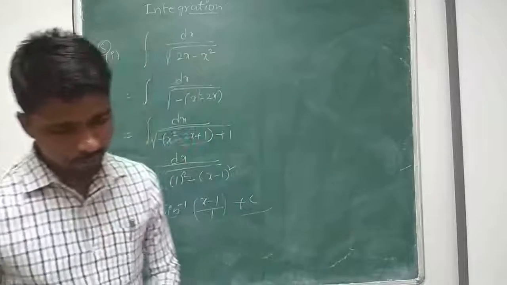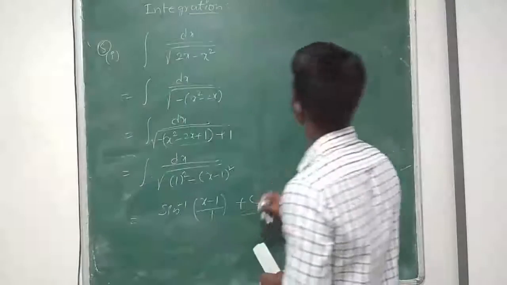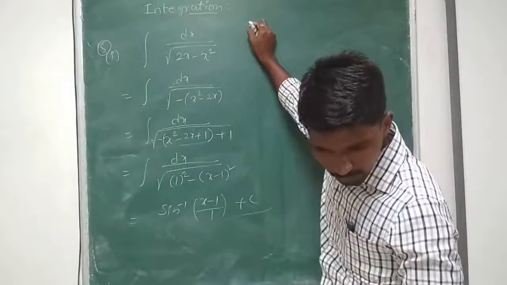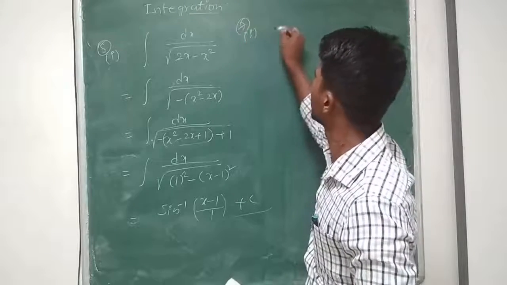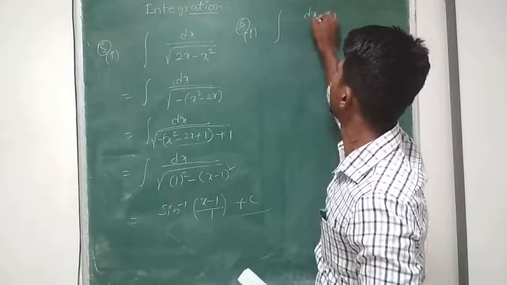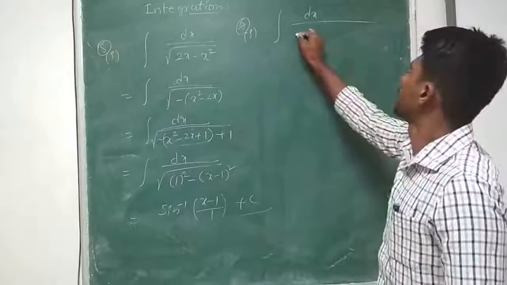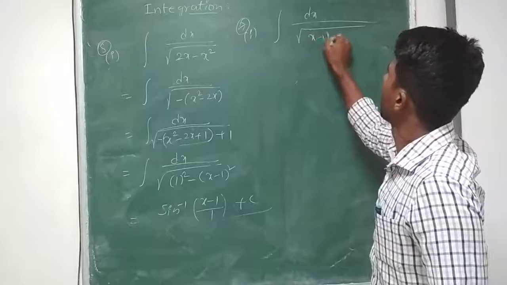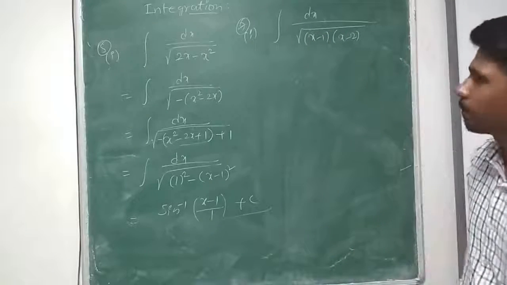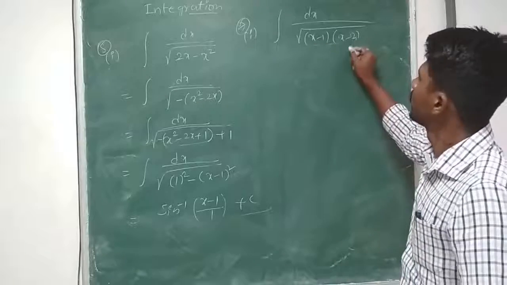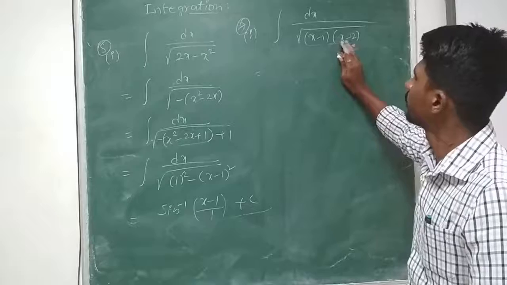Integral dx by root (x minus 1) into (x minus 2). Question number? Integral dx by root (x minus 1) into (x minus 2). This is the question they have given. In the explanation, we discussed these types of questions.